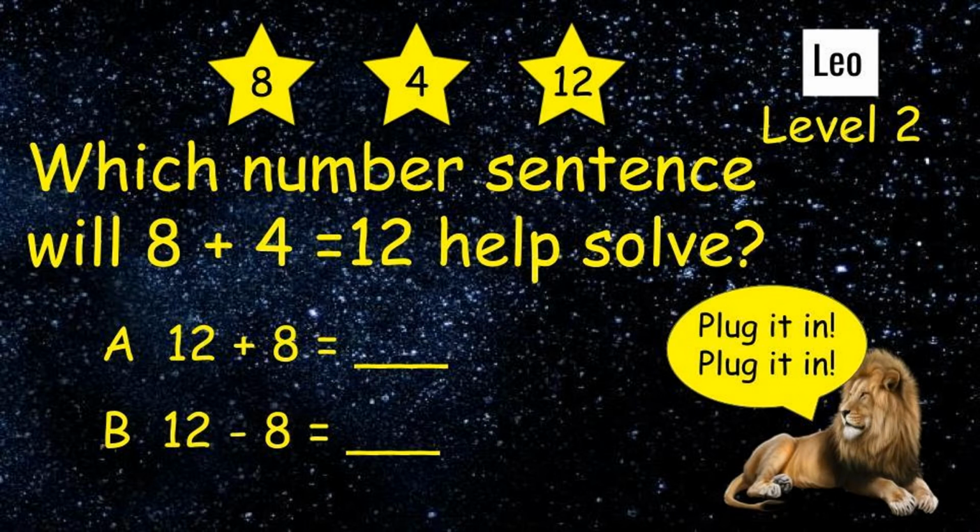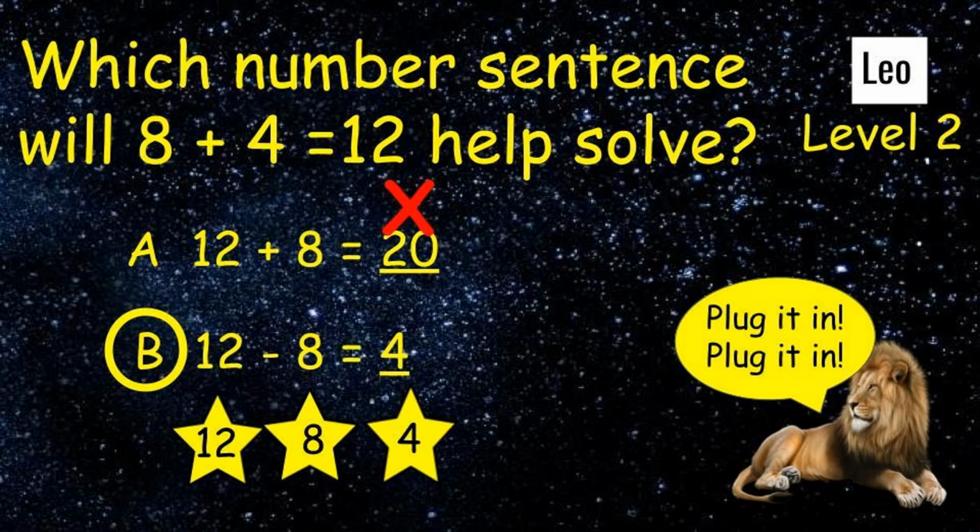Check out the lion. He's saying plug it in, plug it in. That means to solve each problem and to write the sum and difference on each blank. So we're going to add 12 plus 8 equals blank and fill in the blank, and we're going to solve 12 minus 8 equals blank and fill in the blank. Go ahead and pause the video so you can show your work and determine whether it's A or B. If you chose letter B, then you have the correct answer.